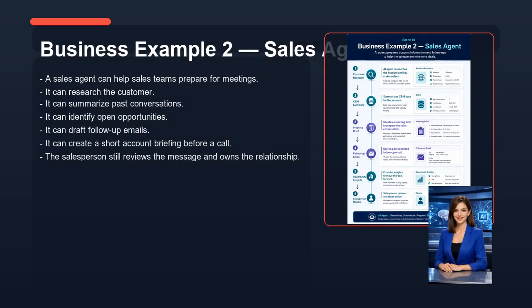Now let's look at business example 2, Sales Agent. A sales agent can help sales teams prepare for meetings. It can research the customer. It can summarize past conversations. It can identify open opportunities. It can draft follow-up emails. It can create a short account briefing before a call. The salesperson still reviews the message and owns the relationship.